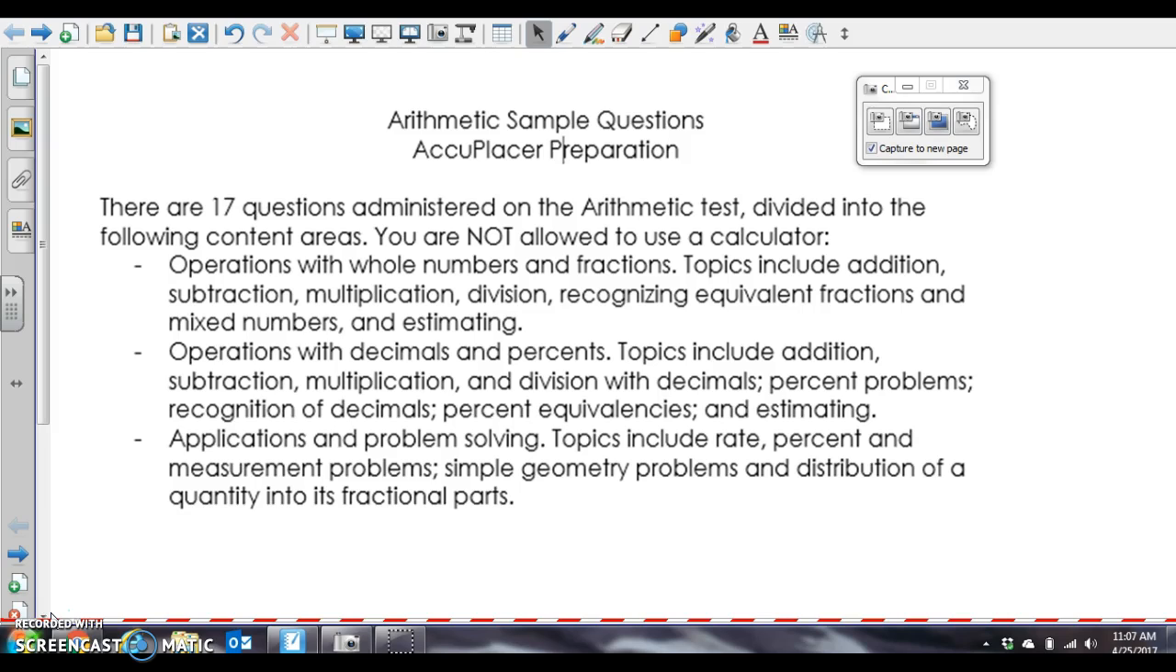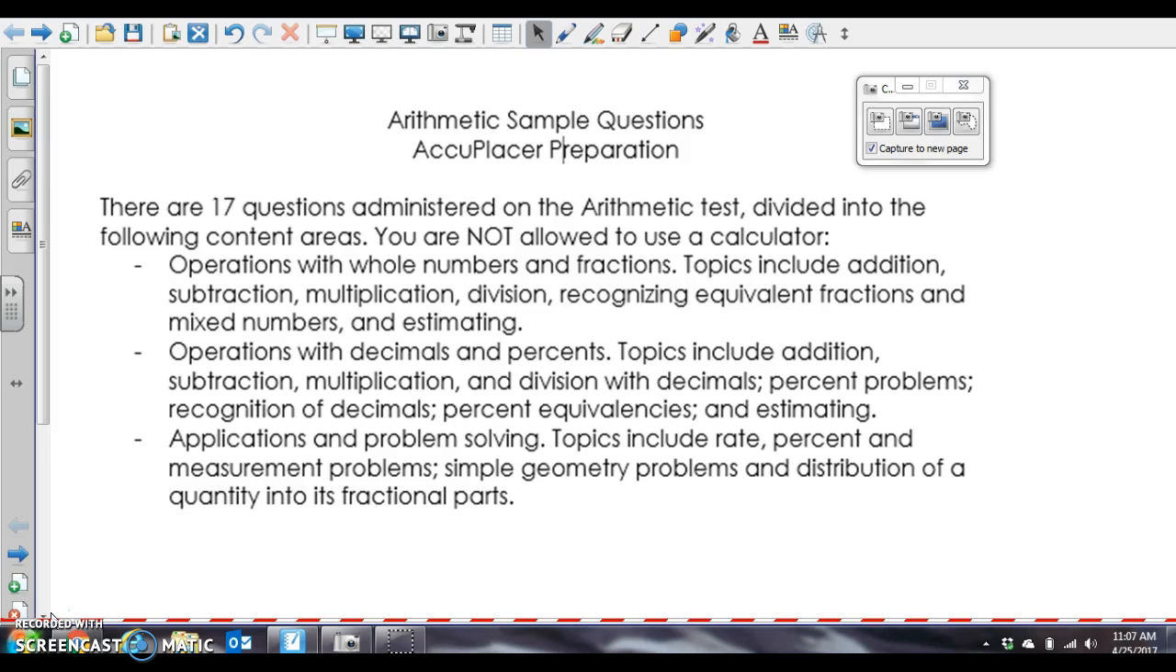So at the top of the sheet, if you just want to read along with me, we'll talk about what is on this part of the test. This is like the lowest part of the test in the 3 sections. So this one's called the arithmetic. There's 17 questions on the arithmetic test, and it's divided into the content areas that are listed below. And you cannot use a calculator on any part of these questions, which sucks, but you're going to have to learn how to do all this by hand again.